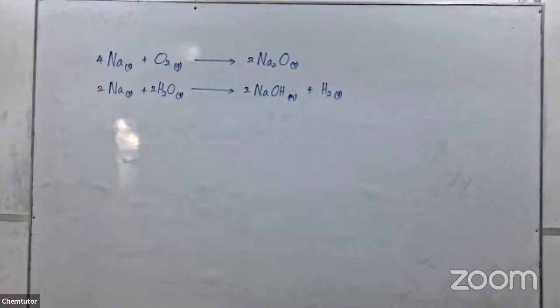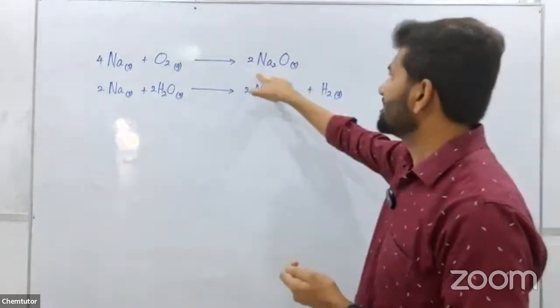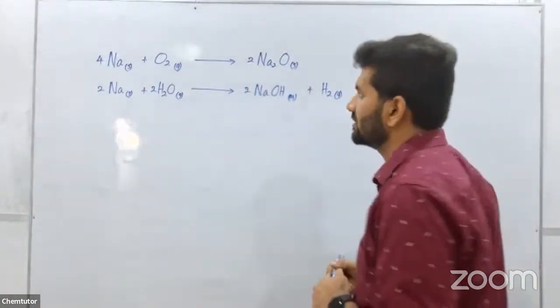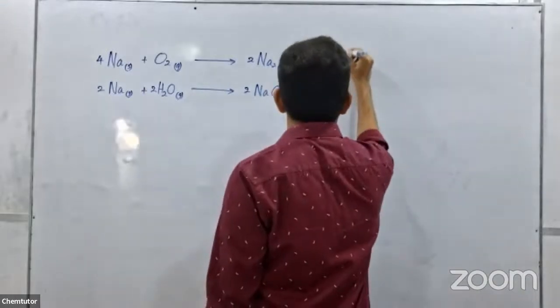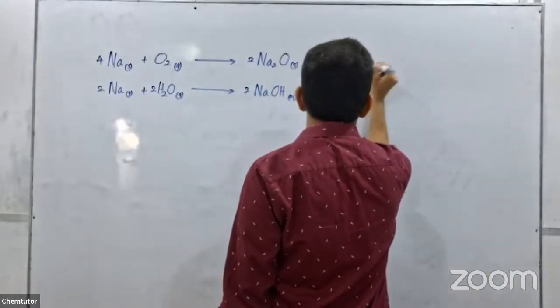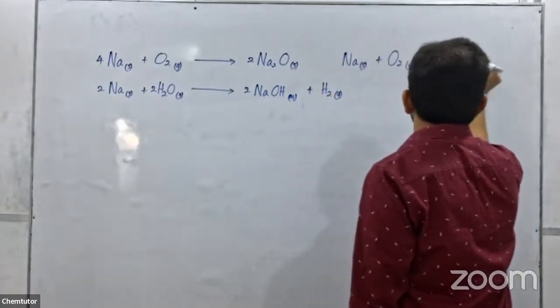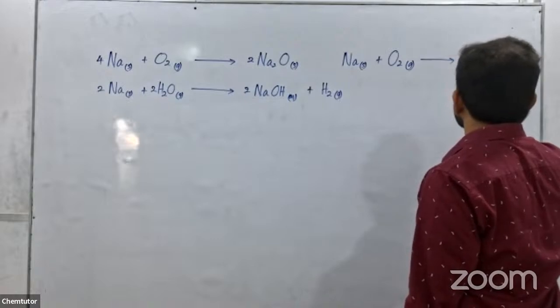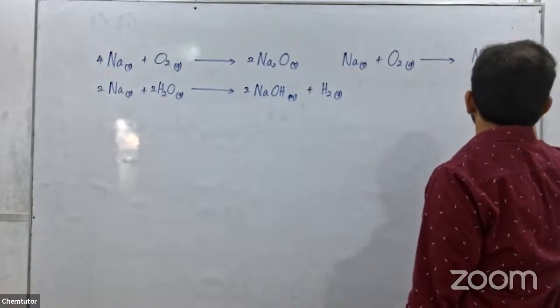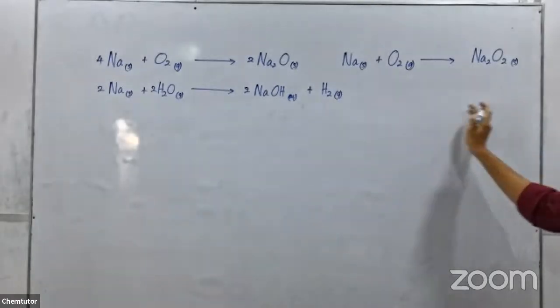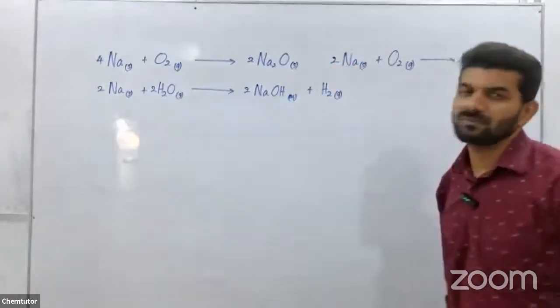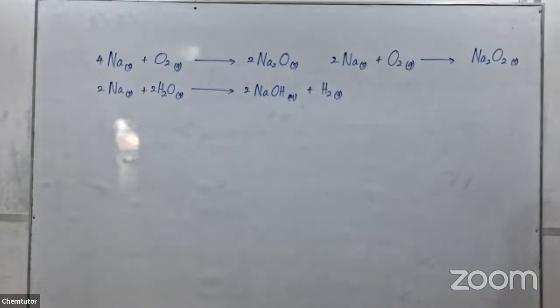Then in addition to the formation of oxide, there's another reaction, the formation of peroxide. With excess oxygen, it produces sodium peroxide. That reaction is also there. Can you remember those reactions?